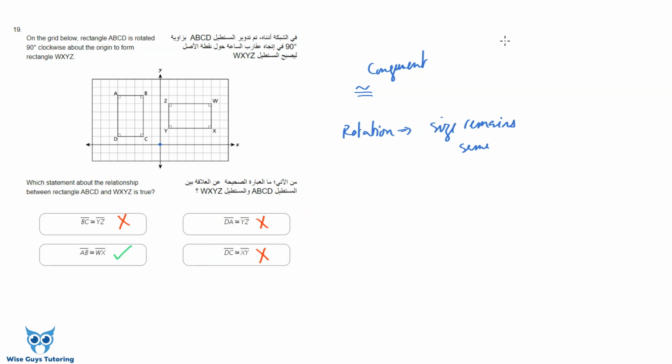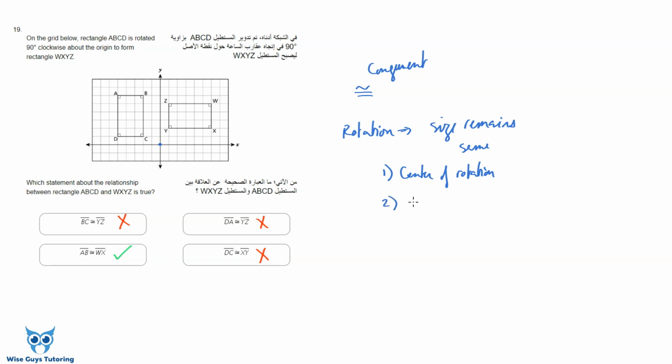But again, I like to give you guys a solid understanding of everything. So let's first identify which side became which side. When they say it's rotated 90 degrees clockwise about the origin, whenever you're doing a rotation, you need three things. First thing you need is the center of rotation. So where is the center of rotation? They've told me it's the origin. Origin means 0, 0, right here.